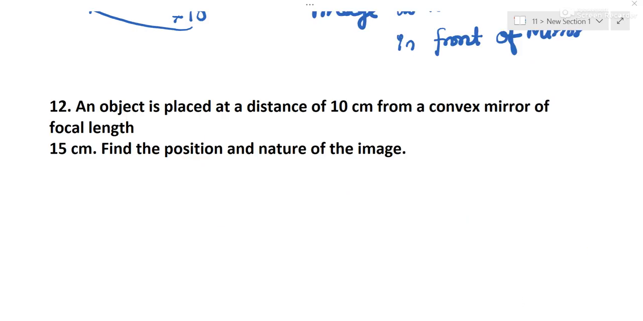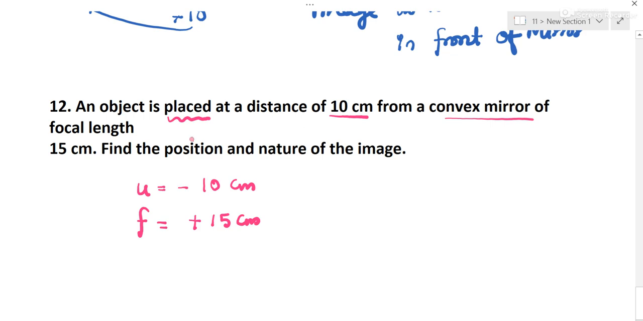So let us see this question. This is from NCERT. An object is placed at a distance of 10 centimeters, so u is negative 10, from a convex mirror. Keep in mind the focal length will be positive, positive 15 centimeters. We have to find out the position and nature of the image. We can find out using the mirror formula. What is the mirror formula? 1 by v plus 1 by u is 1 by f.